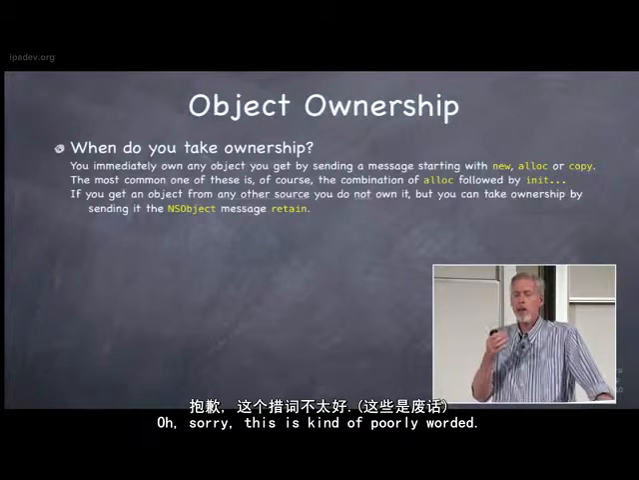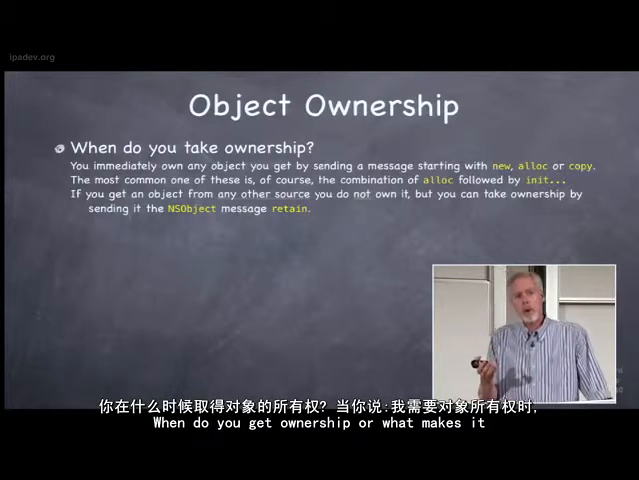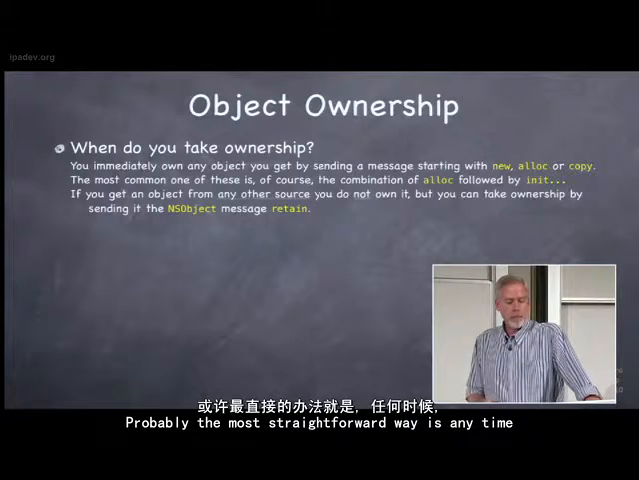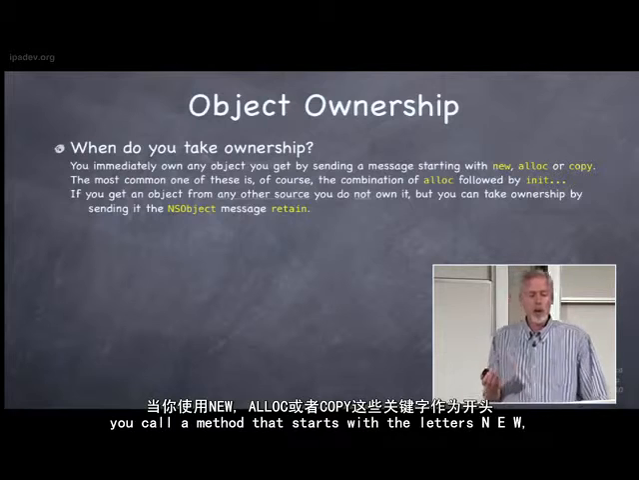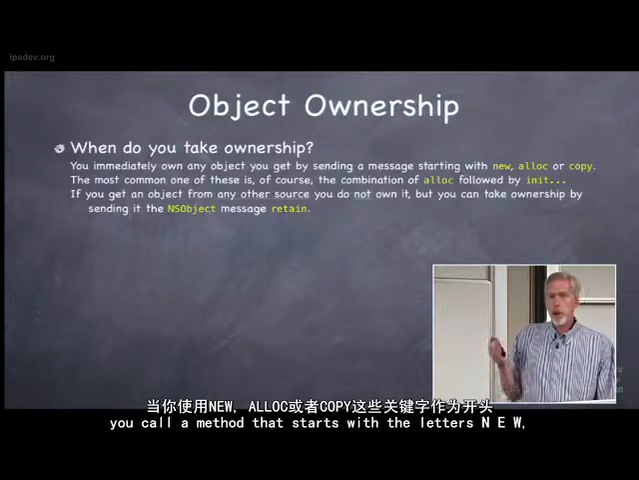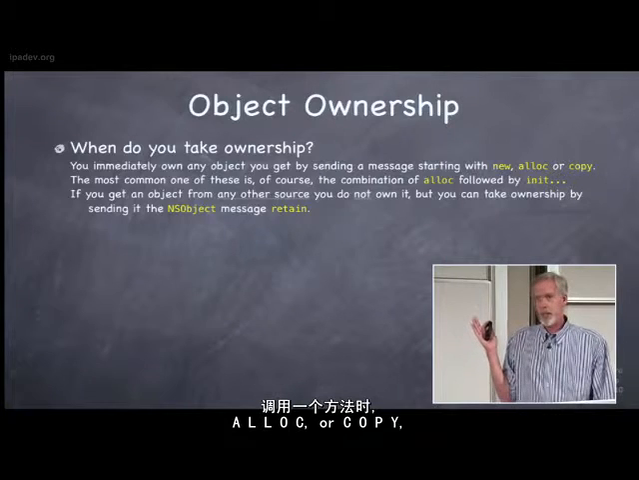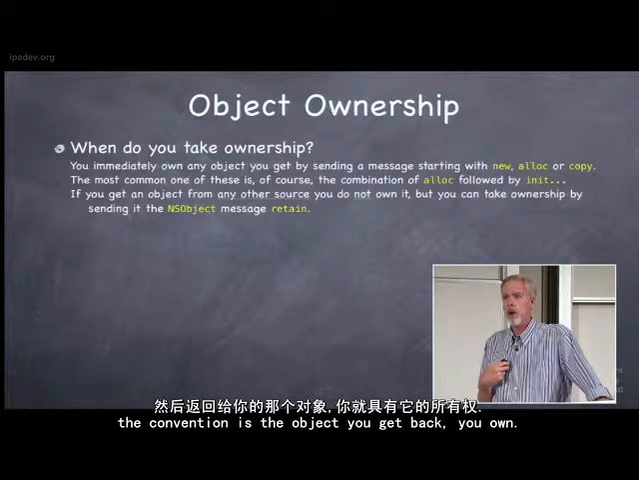When do you, this is kind of poorly worded, when do you get ownership, or what makes it so that you get ownership when you say I want ownership? Probably the most straightforward way is anytime you call a method that starts with the letters NEW, ALLOC, or COPY, the convention is the object you get back, you own.